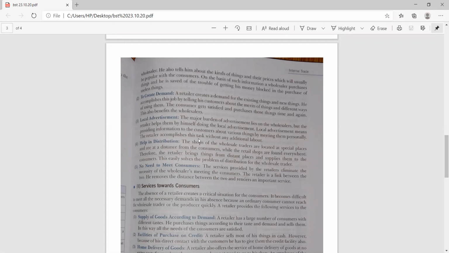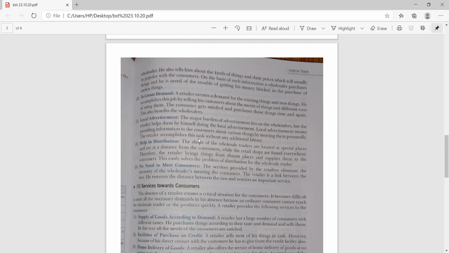Suppose you are going to the market to a retail shop, you want to buy some product. Additionally, the retailer tells you this one is a new product or this one is a modified product, you should try it once. No extra labor, no extra effort has been made by the retailer in that case.